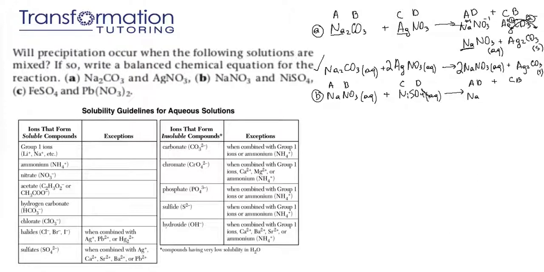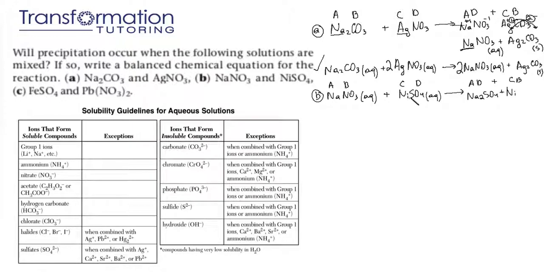Now SO4 is 2 minus, Na is plus 1. When we cross multiply, we will get Na2SO4. I'm going to write the correct formulas right away. CB, I have nickel plus, and I'm going to mix it with NO3.